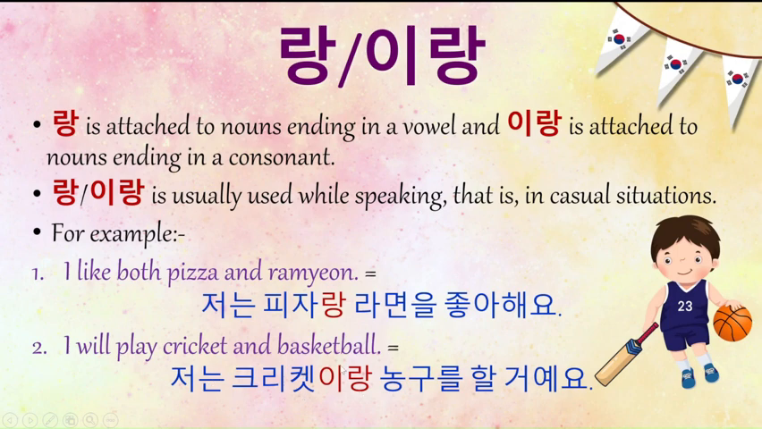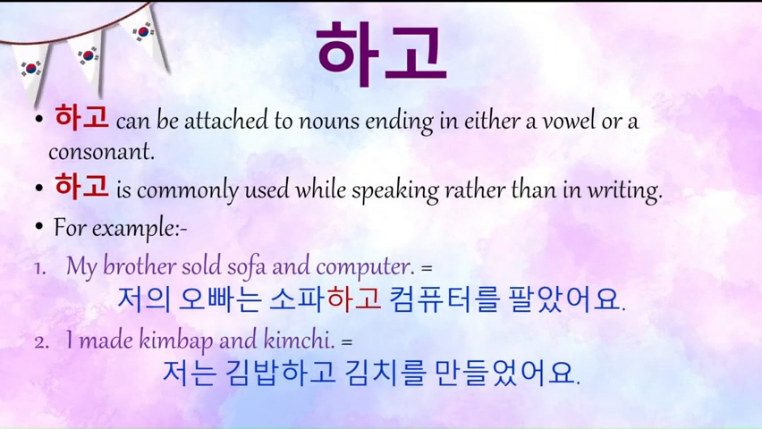Cricket and basketball. Okay? It is very easy once you know the concept. It becomes really easy for you to use these particles for and in Korean sentences. Now comes the last one and that is hago. This one is very easy. Hago can be attached to nouns ending in either a vowel or a consonant.